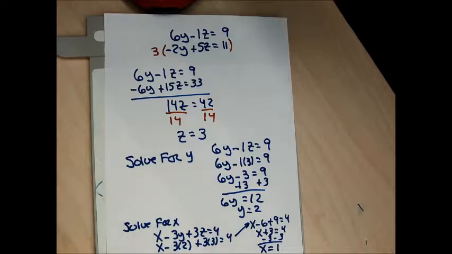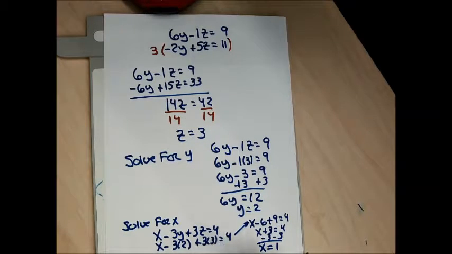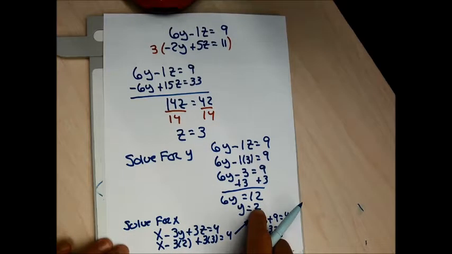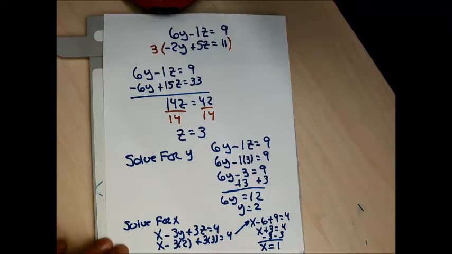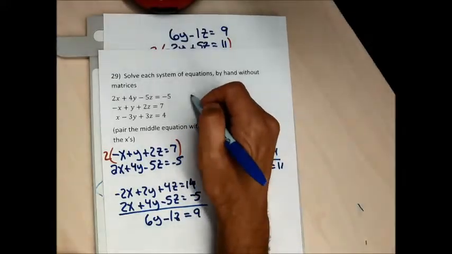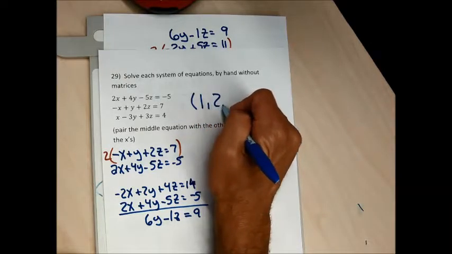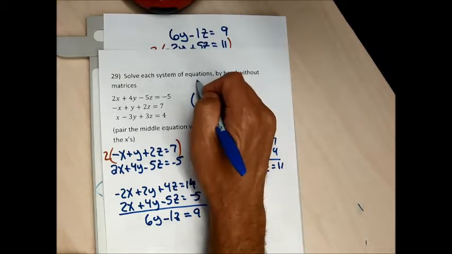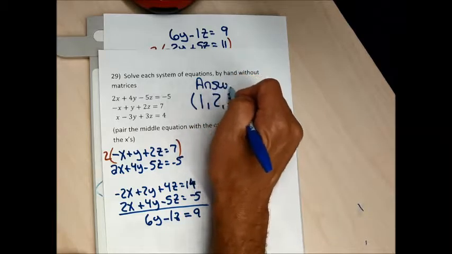When I go to write my answer, I'll write it as an ordered triple in order x, y, and z. My answer is going to be x equal to 1, y equal to 2, z equal to 3. When I go to write my answer to this problem 29, I'm going to write x equal to 1, y equal to 2, z equal to 3 as an ordered triple.